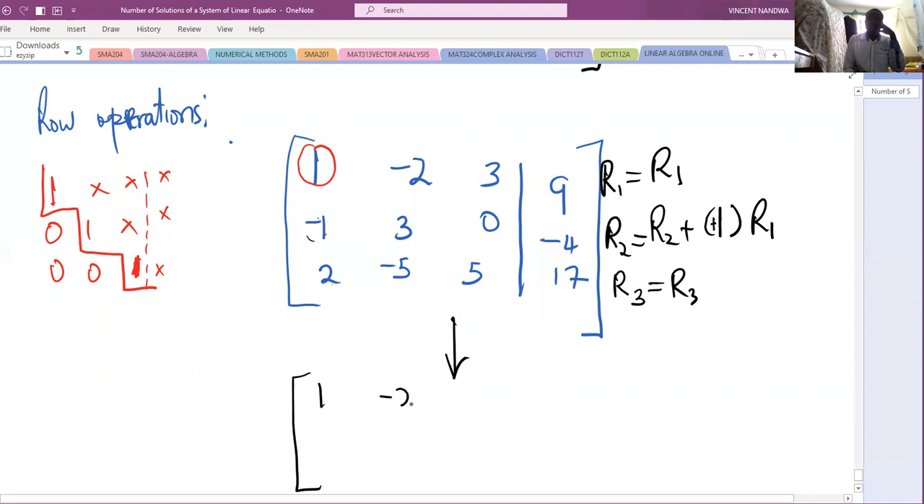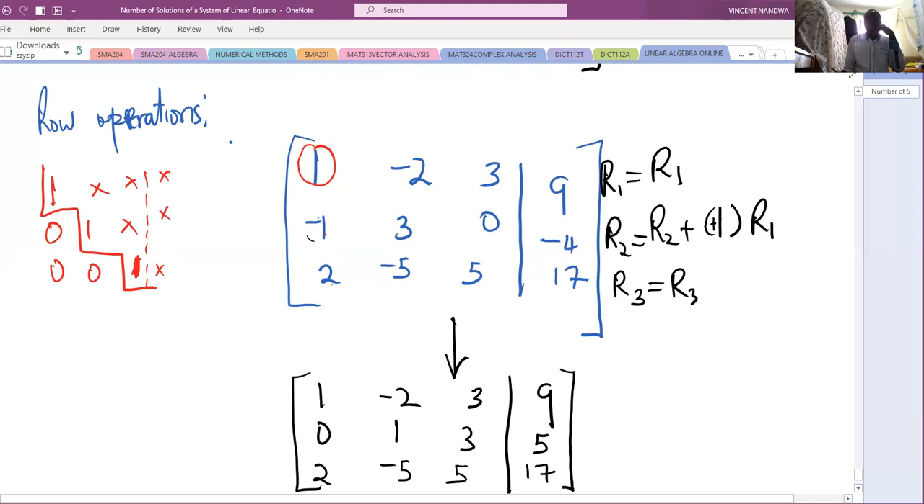1, -2, 3, 9. And so -1 plus 1 is 0. 3 plus 1 times -2 is 1. 0 plus 1 times 3 is 3. And then -4 plus 1 times 9 is 5. Then we keep row 3. So that is the answer for that step.